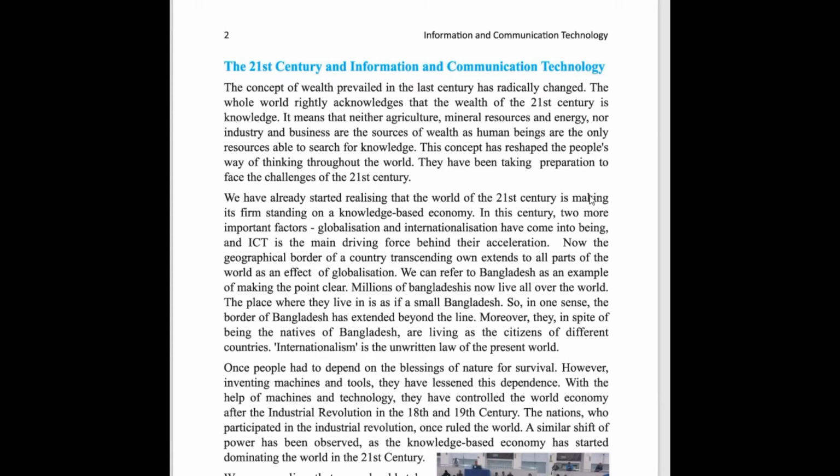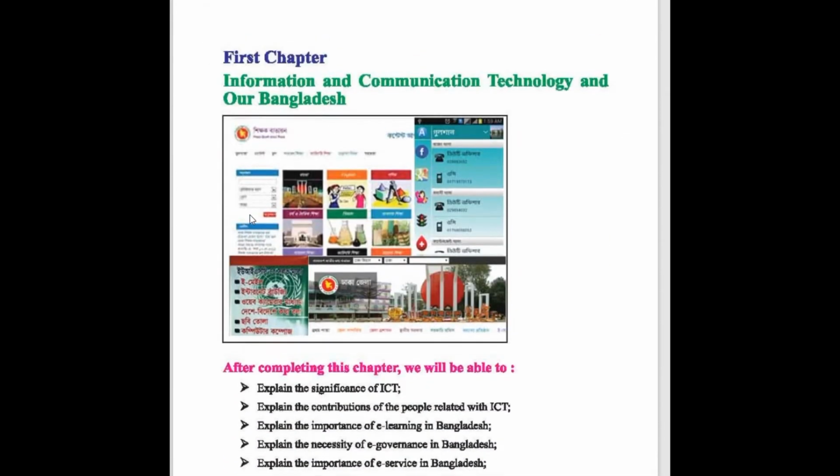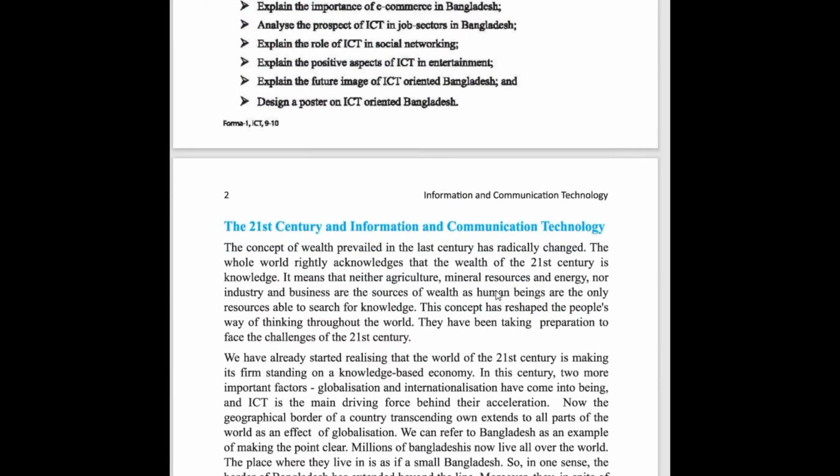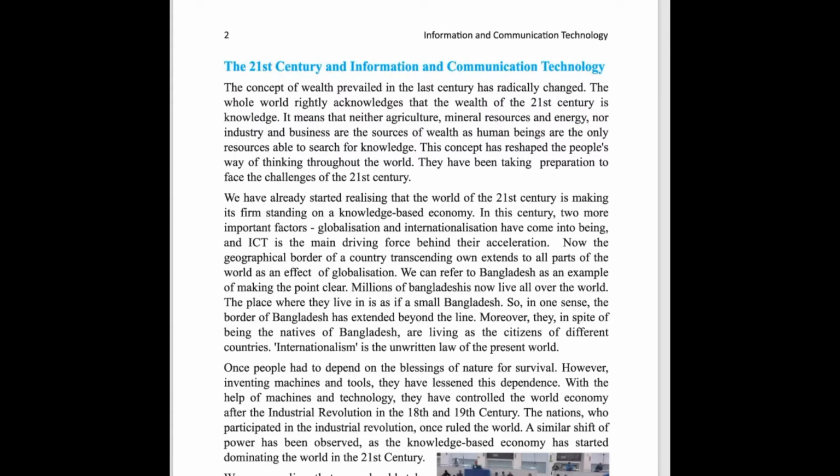Okay, so let's start from this topic. The first chapter is Information and Communication Technology and Bangladesh. In this chapter, the first topic is the 21st century and information and communication technology.